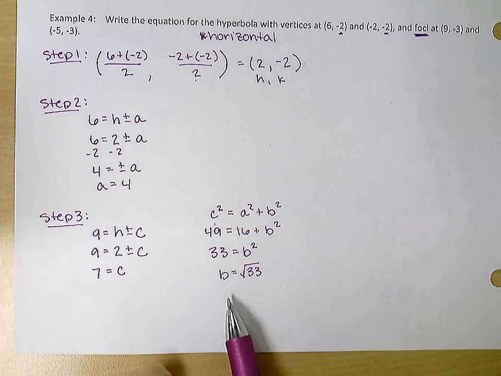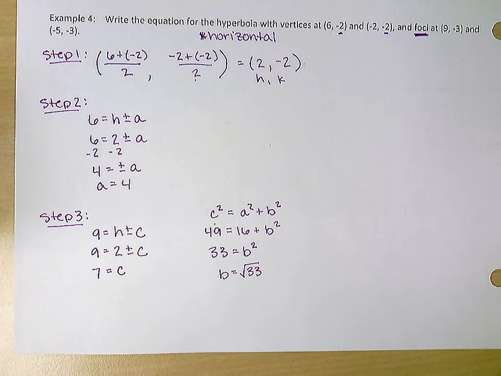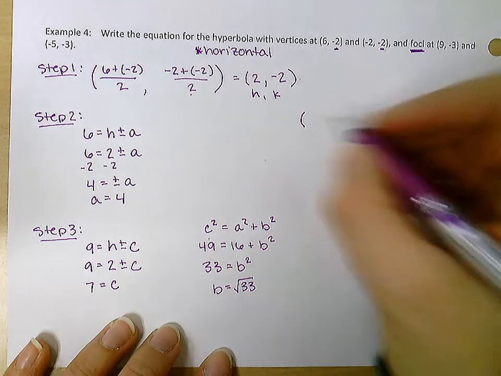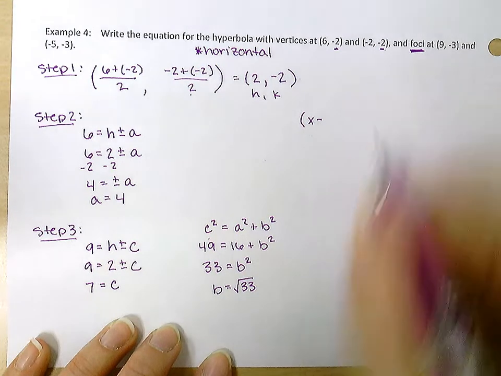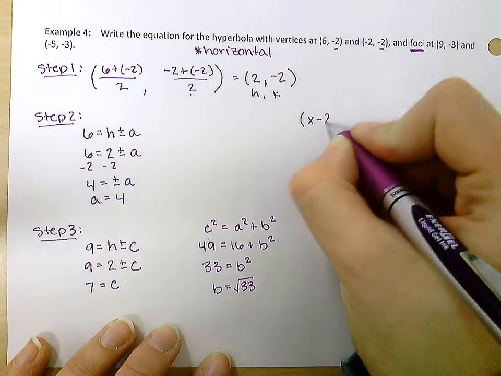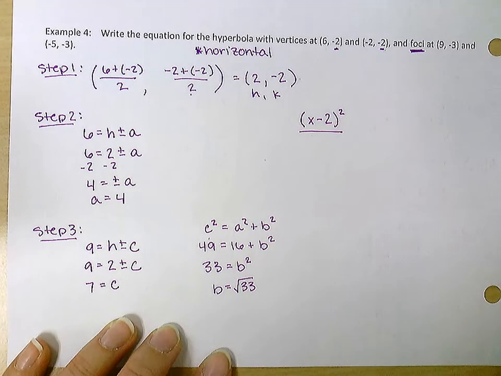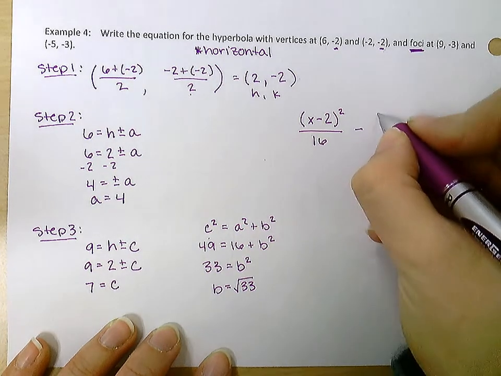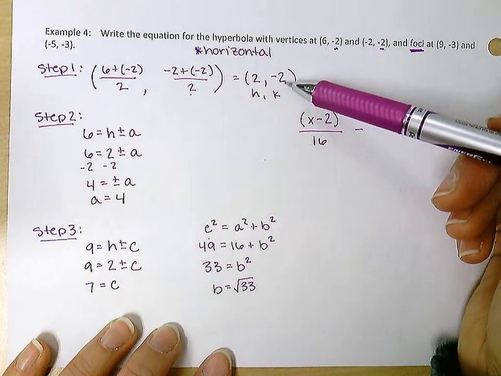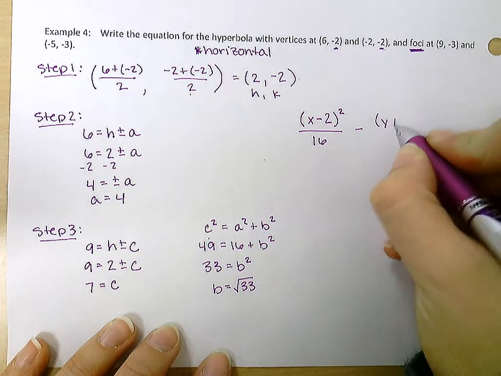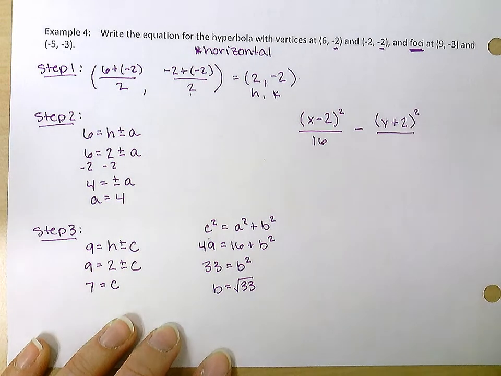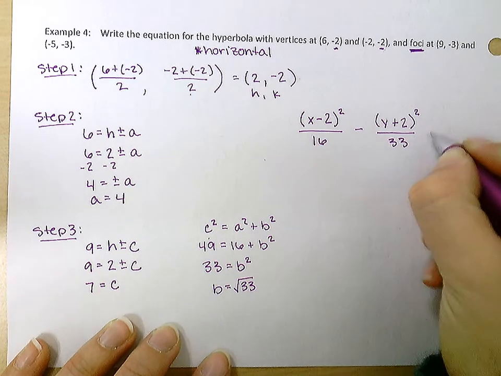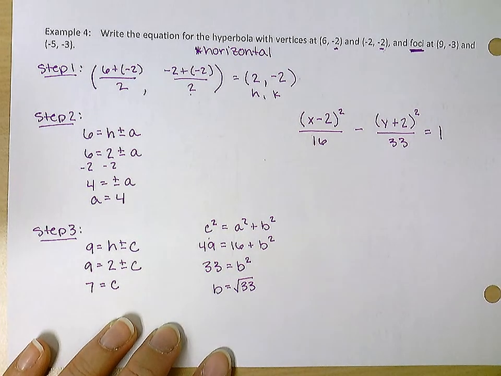Okay, so I now have a, b, h, and k that I can plug into our equation. For horizontal, we use x first. So we have x minus our h value, which is 2, quantity squared, over our a value, which is 4, squared here to get 16. Minus y minus the k value. Since I'm going to have minus a negative, I can just change that to plus 2 right away. That quantity is squared, over our b squared value, which is 33. And that is equal to 1.